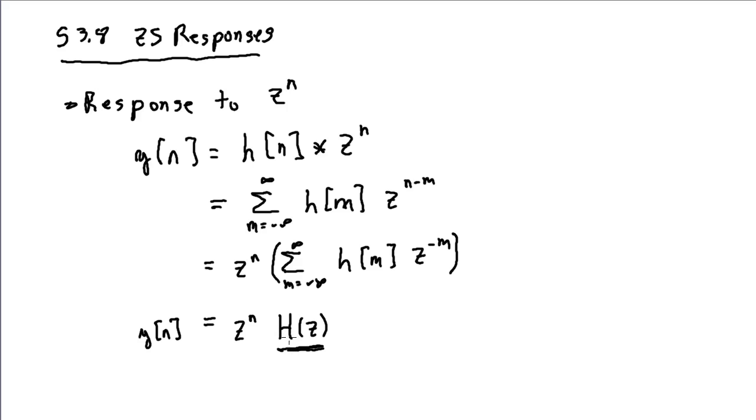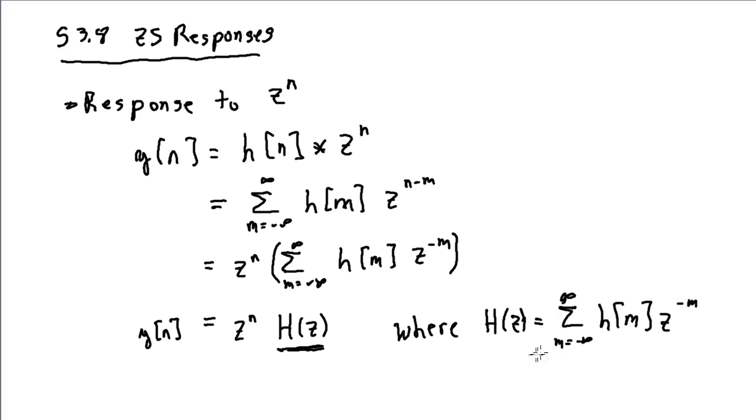Okay. In general, h of z might be real. In general, it may be complex. So again, in this particular case, h of z, our transfer function, is defined by this summation, h of m z to the minus m. We'll see later, we'll call this the z transform of h of m. So our transfer function and our impulse response are actually a z transform pair.